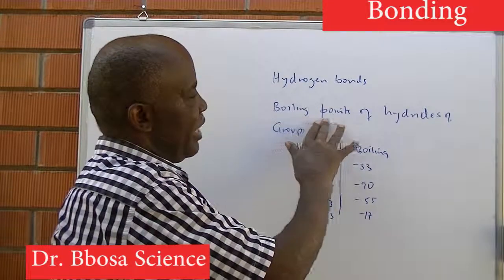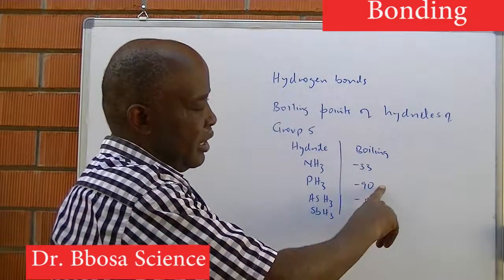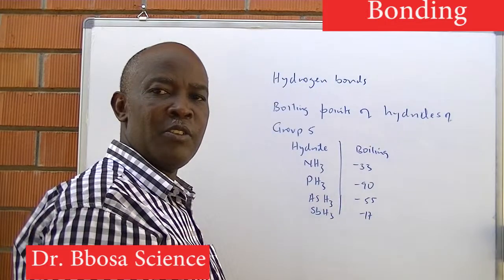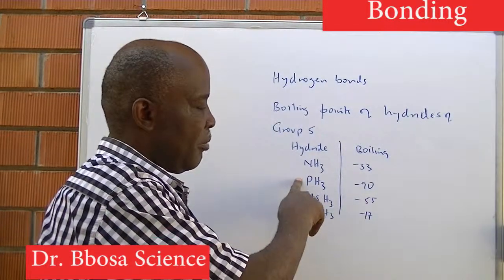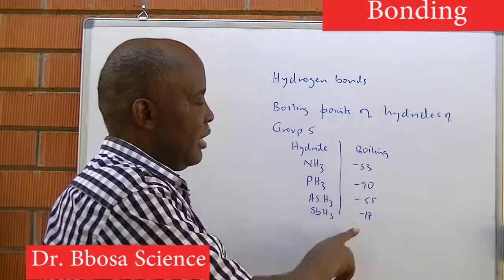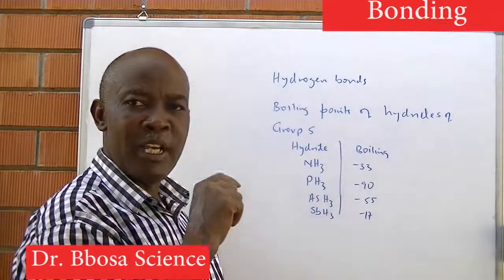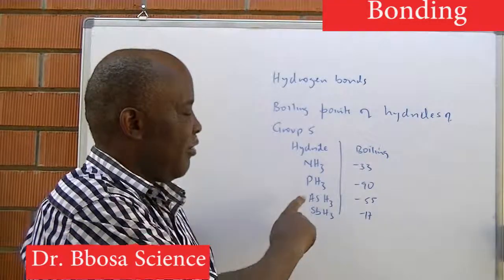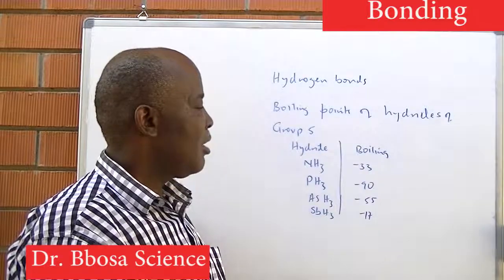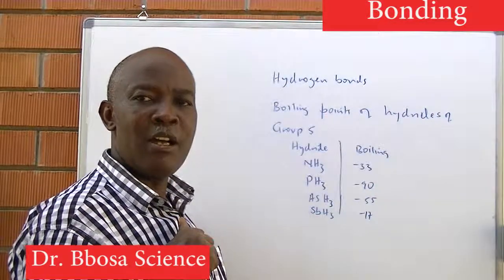Another example, comparing the boiling points of hydrides in group 5, you can see that the boiling point increases down the group due to increase in the molecular mass. As the molecular mass increases, the van der Waals forces also increase. So the boiling point will increase with increase in the molecular mass. However, when you look at the boiling point of ammonia, it is higher than that of phosphine because the intermolecular hydrogen bonds formed in ammonia are stronger than the intermolecular hydrogen bonds formed in phosphine. That explains the high boiling point of ammonia compared to phosphine. Yet ammonia has got a lower molecular mass compared to that of phosphine.